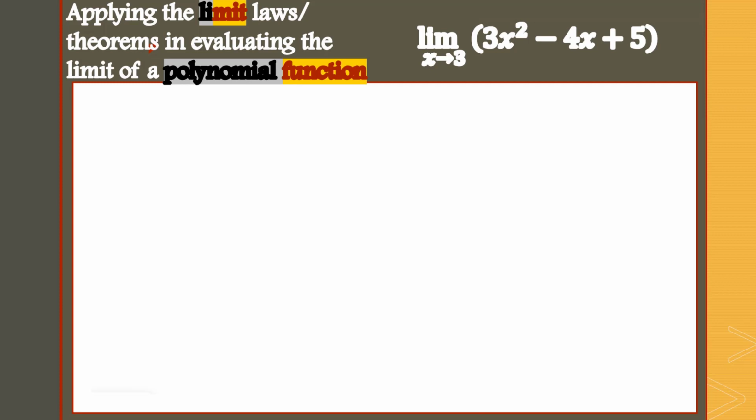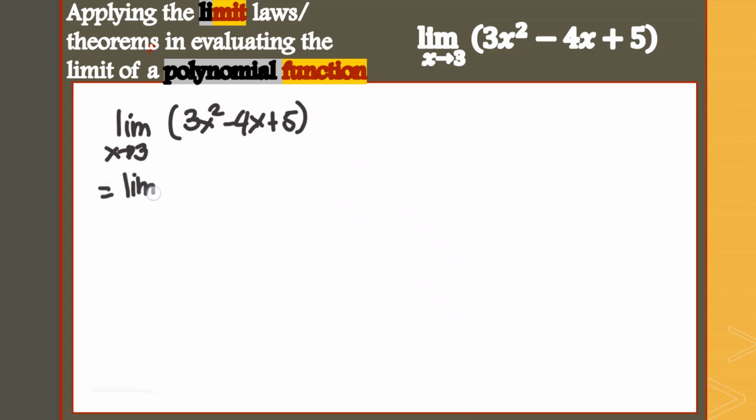So we are given here the limit of a polynomial function, 3x squared minus 4x plus 5, as x approaches 3. I'm going to show here two different steps. The first step is without using the limit theorem for polynomial function, which allows us to do this: the limit of 3x squared as x approaches 3, minus the limit of 4x as x approaches 3, plus the limit of 5 as x approaches 3.